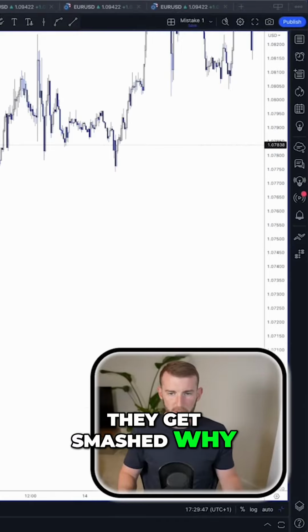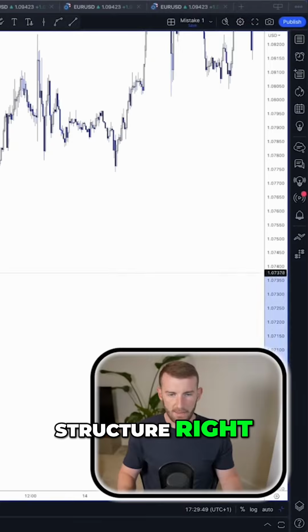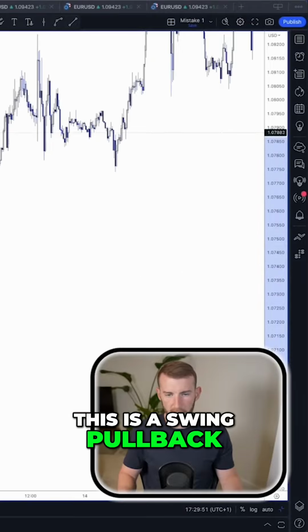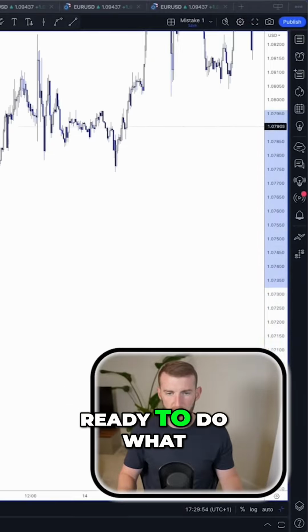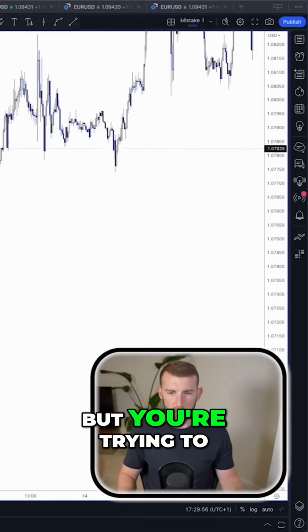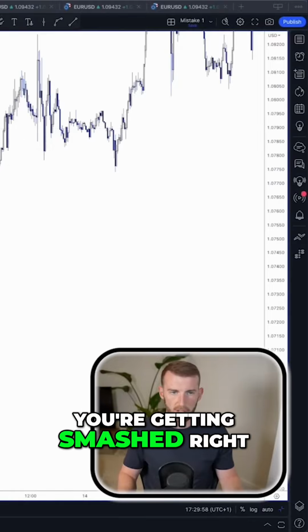But what do they do? They get smashed. Why? You're trading from weak structure, right? This is the swing pullback. The pullback is now complete. And now we're ready to do what? To take out the weak swing high, but you're trying to short from here and are getting smashed, right?